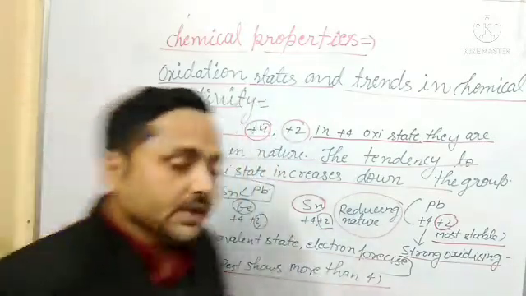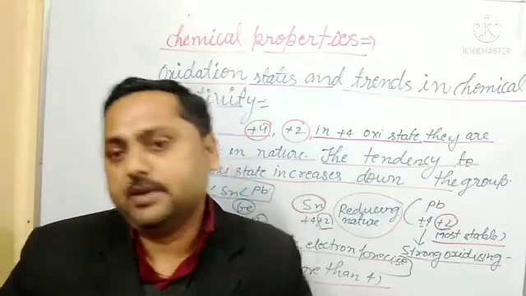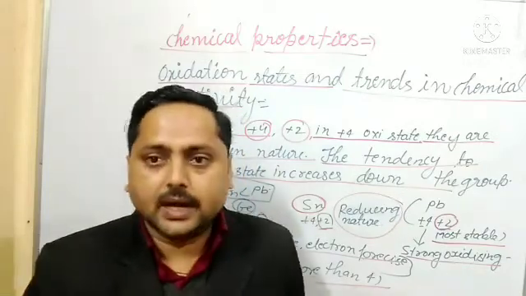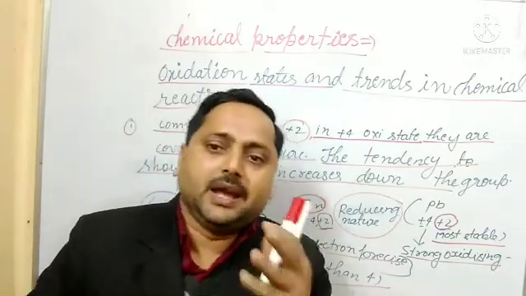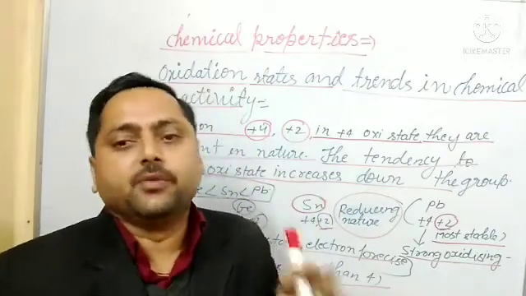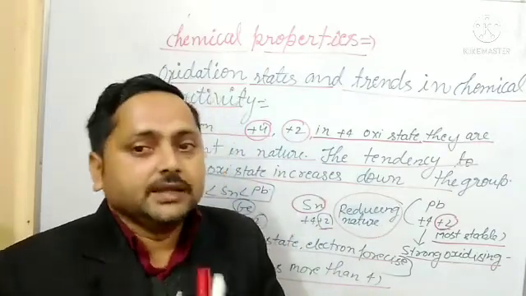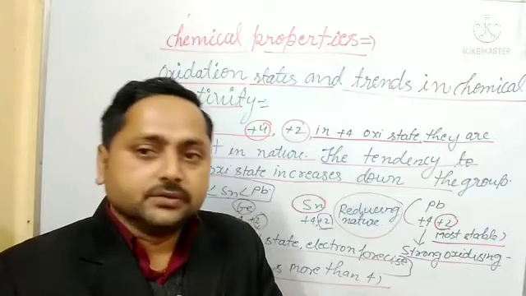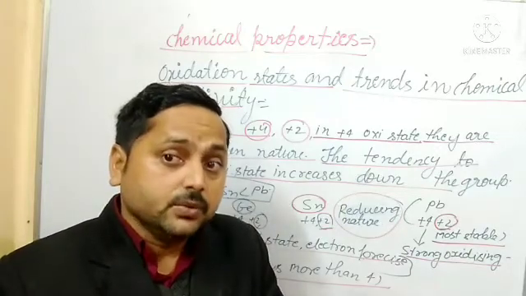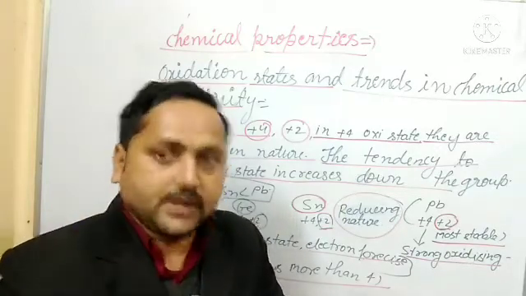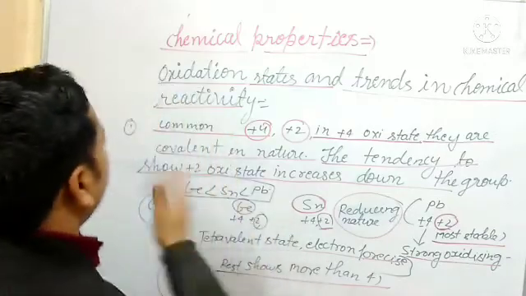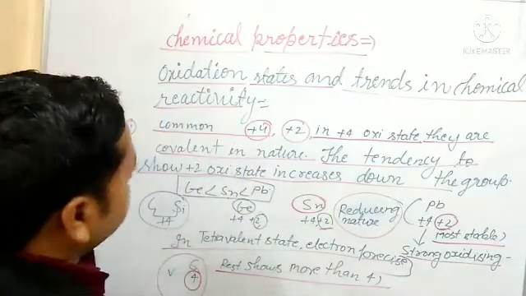Their halides get hydrolyzed and they form complexes. In the complexes their hybridization state changes from sp3 to sp3d2. Okay, so this is the overall oxidation state and trends in chemical reactivity.